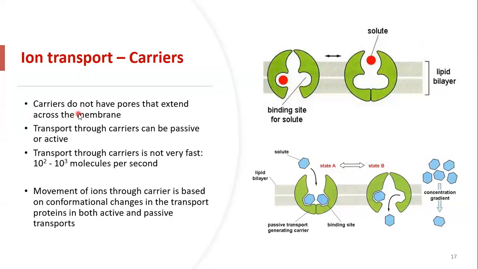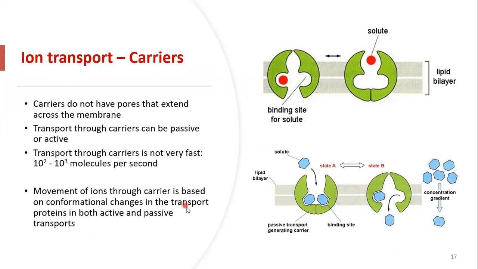Carriers, as I mentioned, do not have pores like channels. They need to change their conformation for the transport of ions. That can be passive or active, and transport through these carriers is 10 raised to the power 2 to 3 molecules. So here 100 to 1000 ions per second can move through these carriers.